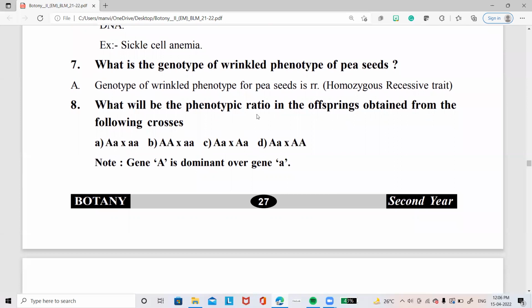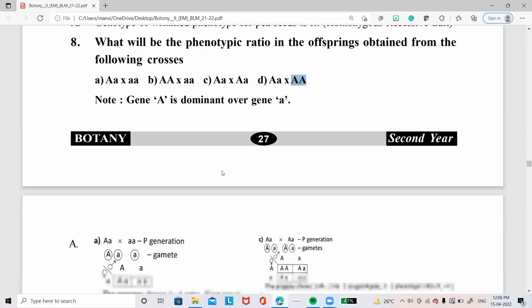Question number 8. What will be the phenotypic ratio in the offspring obtained from the following crosses? The four crosses are given. Heterozygous dominant with recessive. Homozygous dominant with homozygous recessive. Then heterozygous dominant with heterozygous dominant. Heterozygous dominant with homozygous dominant. Let us see one after another.